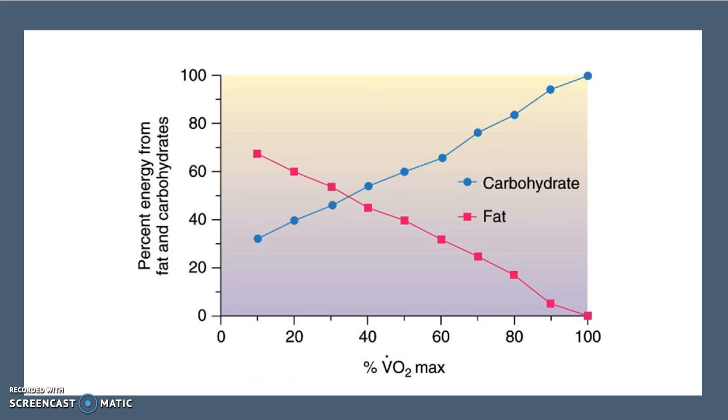As you can see here on the x-axis, we've got percent VO2 max, and on the y-axis, we've got percent energy from fat and carbohydrates. So the interpretation of this is pretty simple, but I want to go over it.